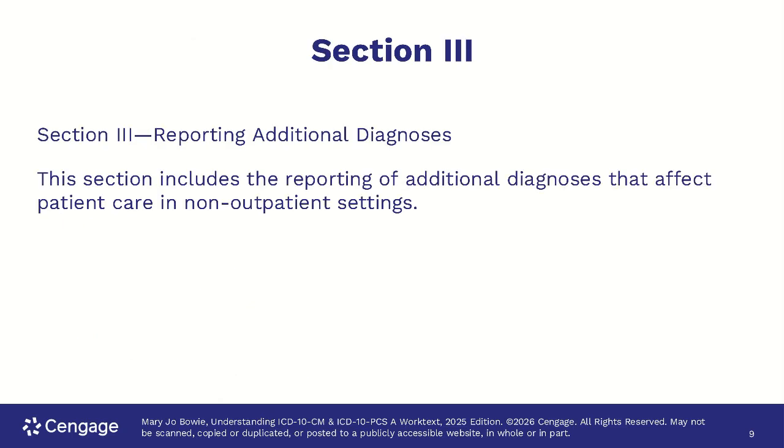All right, so then section 3 are guidelines for reporting additional diagnoses. So when a patient is admitted to the hospital, the condition that's established after study to be chiefly responsible for occasioning the admission of the patient to the hospital is known as the principal diagnosis. Well, patients can have conditions that they come into the hospital with, or conditions that develop during the hospital stay. Those conditions can be coded as long as they meet the requirements that are specified in the guidelines.